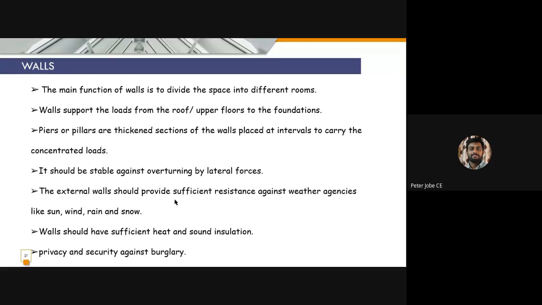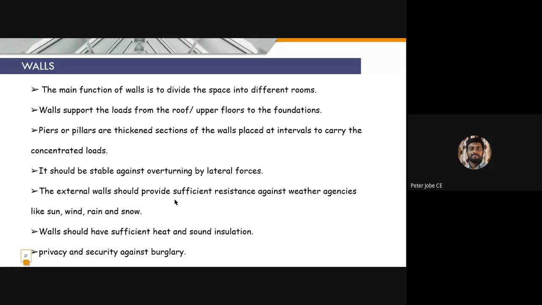So the next part of the building that we are going to discuss is walls. The main function of walls is to divide the space into different rooms. We all know how walls divide our space into different rooms as per our convenience. The walls support the loads from the roof or upper floors to the foundation. We have discussed how a load-bearing wall distributes the load from above to the foundation.